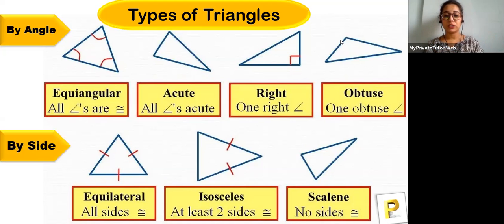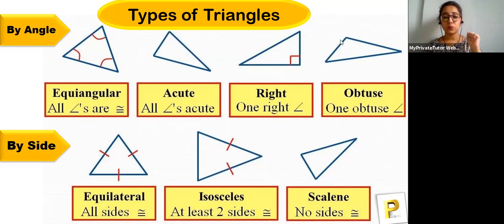Now let's talk about the basis of side. On the basis of side, the triangles are categorized into three parts. First is the equilateral triangle. We all know that in an equilateral triangle all the sides will be congruent. Next we have the isosceles triangle. Isosceles triangle means only two sides will be congruent. Next we have the scalene triangle. Scalene triangle means none of the sides will be the same or congruent.